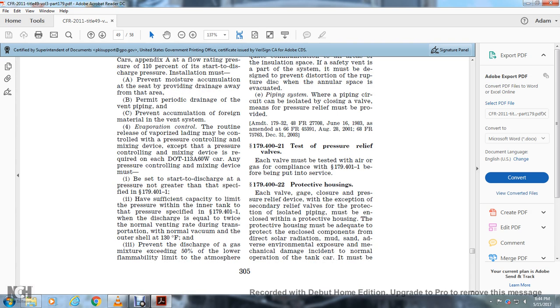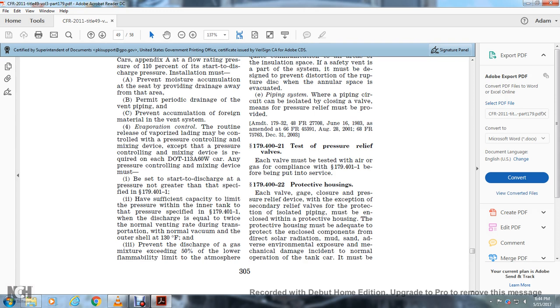179.421 Test for the pressure relief device. Each valve must be tested with air or gas in compliance with 179.401-1 before being put in service. 179.422 Protective housing. Each valve engaged in closure of the pressure relief valve, with the exception of a secondary relief valve for the protection of isolated piping, must be enclosed within a protective housing.